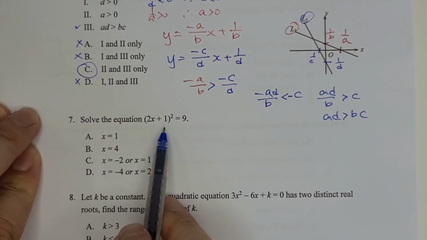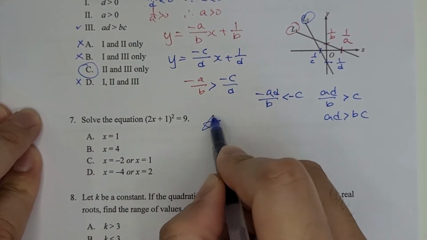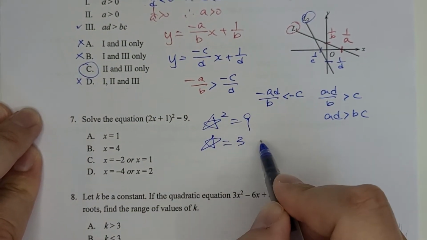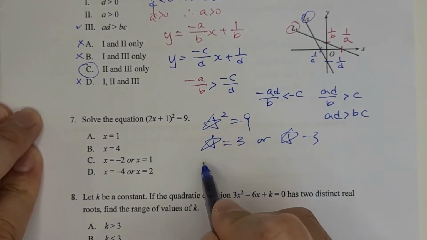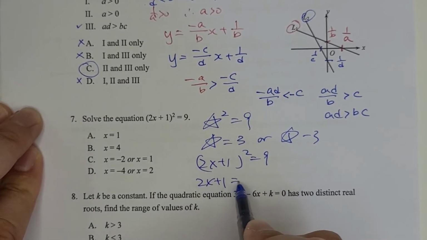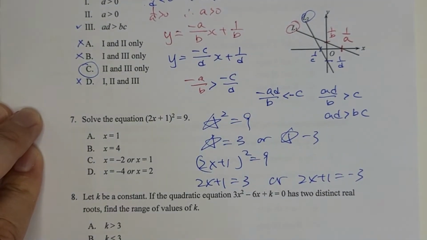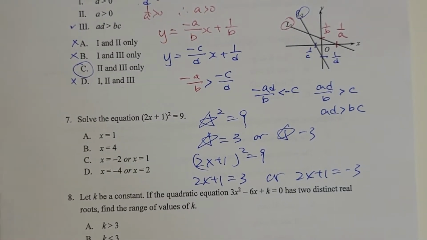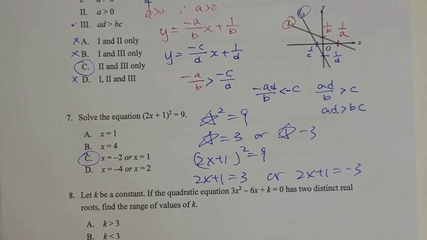Question number 7 is quite straightforward. Solve this equation: (2x plus 1) squared equals 9. You can see that there's something perfect square equals 9. So something like this will be positive 3 or negative 3. So 2x plus 1 equals positive 3 or 2x plus 1 equals negative 3. Then you can solve the linear equations separately, and you will easily find the answer will be C. One of them is 1 and the other one is negative 2.